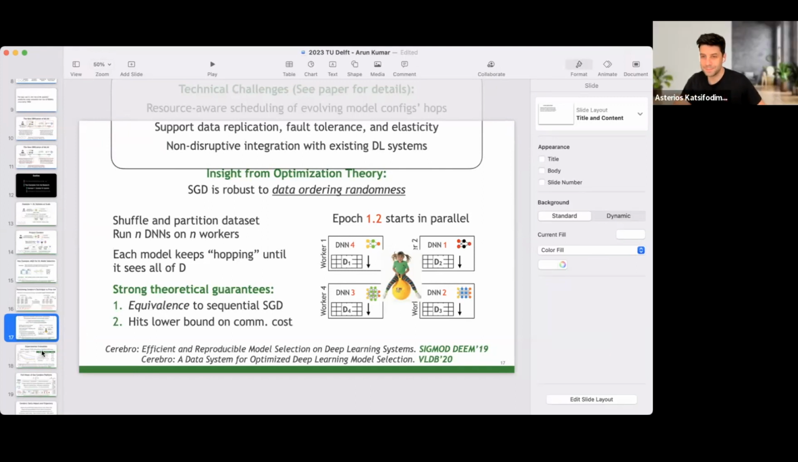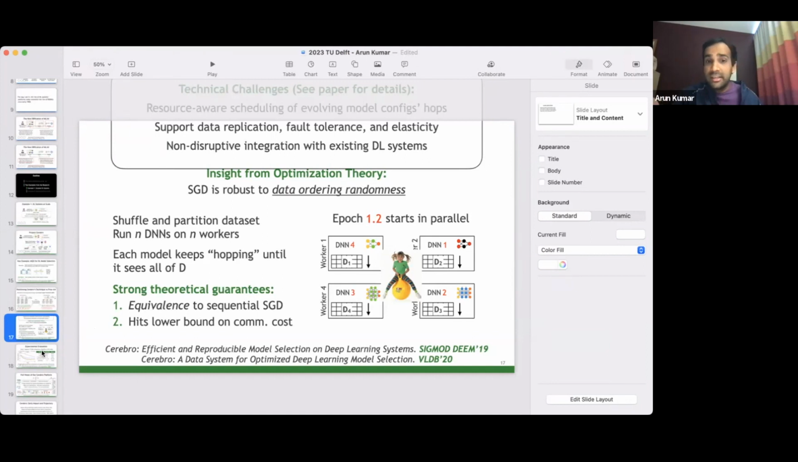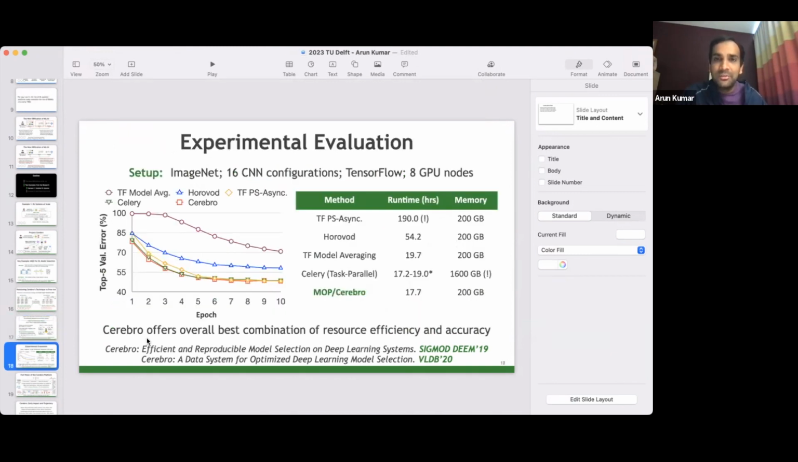Now, one of the things is we have a similar idea for model scaling. We talked about models being large. If your models are large, typically people shard the models. And we have an analog of model hopper parallelism for large-scale model training as well. I'm happy to chat more about that if you're interested later.